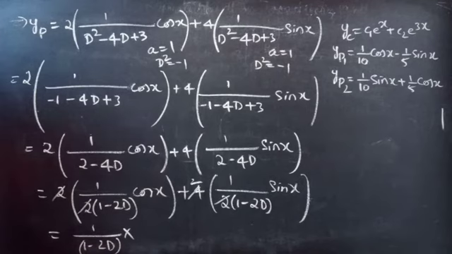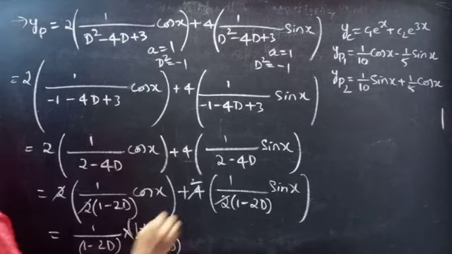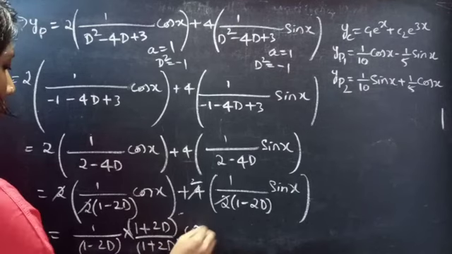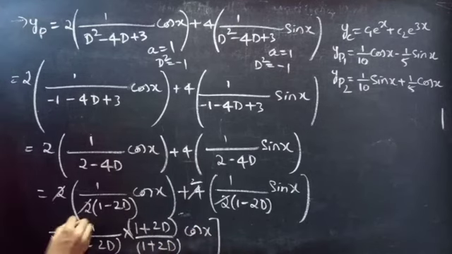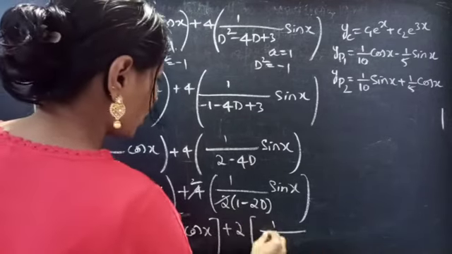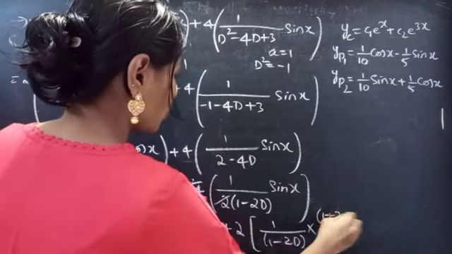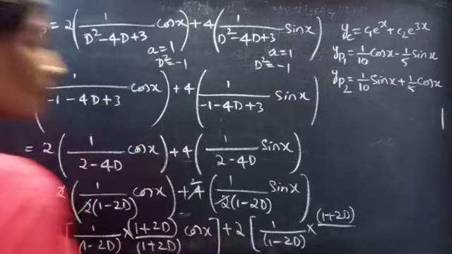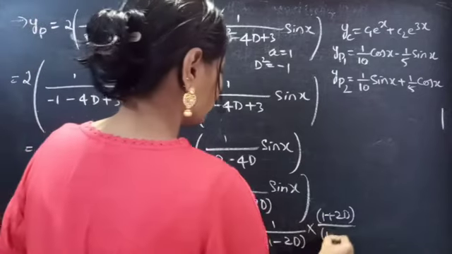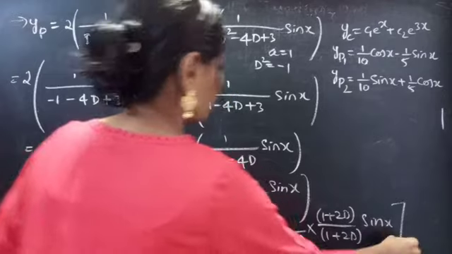now multiply and divide with 1 plus 2d into cos x plus 2 into 1 by 1 minus 2d into, multiply and divide with 1 plus 2d into sine x.